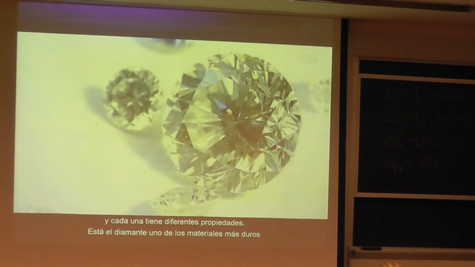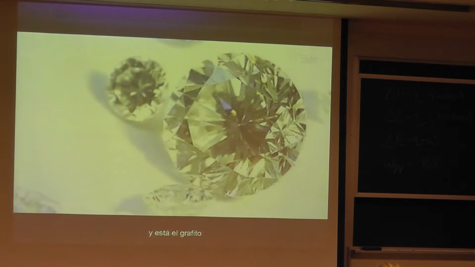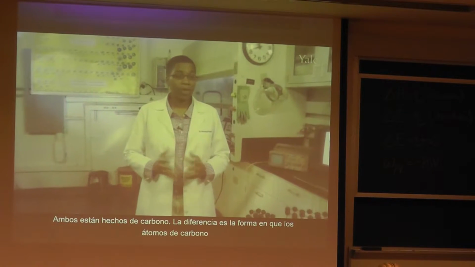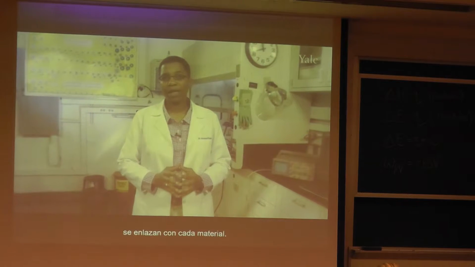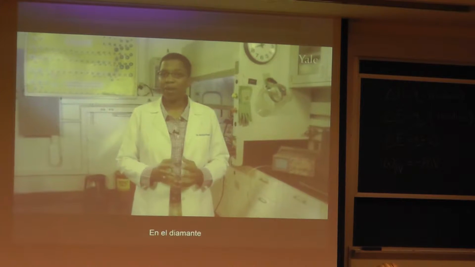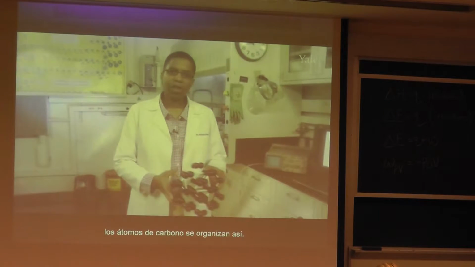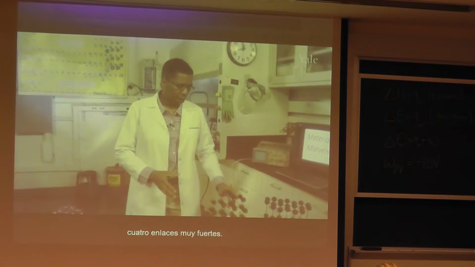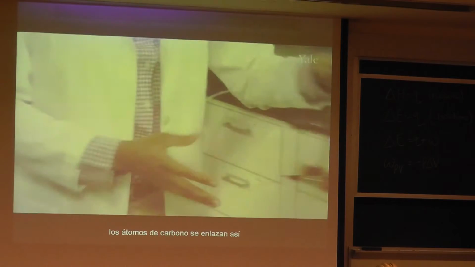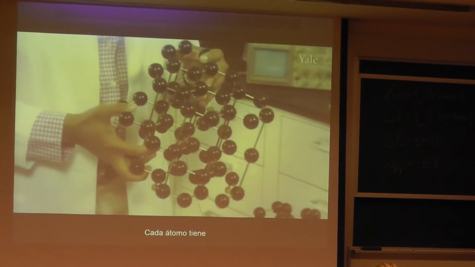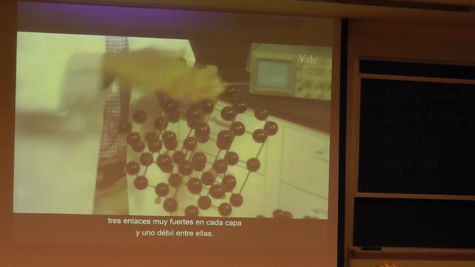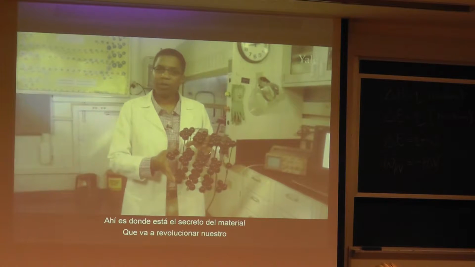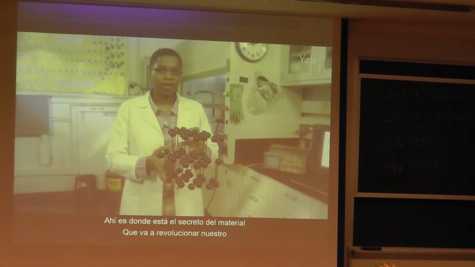There's diamond, which is one of the hardest materials that we know, and there's graphite, which is one of the softest. Both are made out of carbon. The difference is the way that carbon atoms bond in each one of these materials. In diamond, carbon atoms bond like this. Each carbon has 4 very strong bonds. In graphite, carbon atoms bond like this. Each atom has 3 very strong bonds within a layer, and then a weak bond between layers. Here lies the secret for that material that's going to help revolutionize our world.